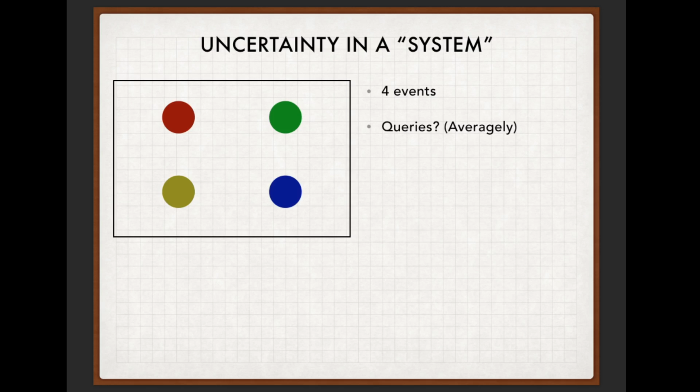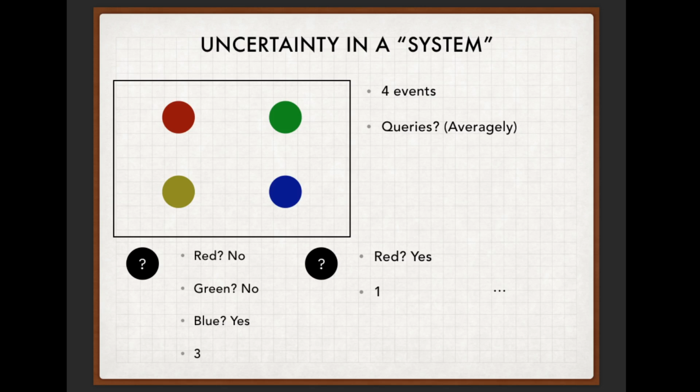So you might feel the impulse to ask a simple question like, is the marble red? Maybe you get the answer no, unfortunately. So you might ask, is the marble green? No. And then you carry on guessing, is it blue? Well, you get the answer yes. So on and so forth.